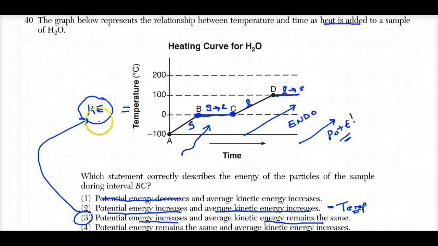Temperature measures really vibrational motion. Okay, so number 40, potential energy is definitely increasing because you're adding energy. Don't fall in love with the fact it has to go up. Some teachers teach that potential energy only increases at these segments. Potential energy is always rising. Remember, a thermometer does not measure potential, only kinetic. Number 40 is choice 3.